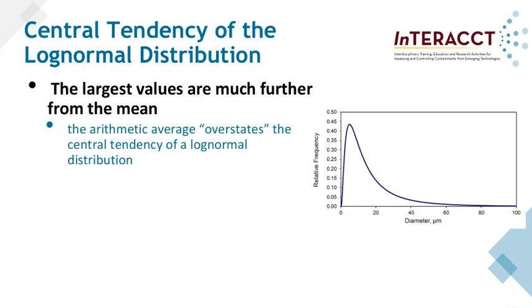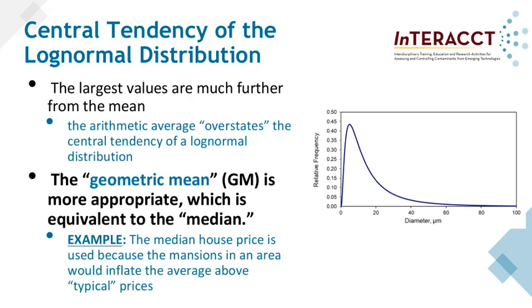To indicate the central tendency of a log distribution, you might imagine that the average is probably not going to be adequate because, as mentioned in Part 1, the largest values push the mean out towards the right in order to balance them relative to the lower values. Instead, the geometric mean is more appropriate, which happens to be numerically equivalent to the median. For example, back to house prices, the median house price is used to avoid the problem of using the average. And so like the median, the geometric mean splits the distribution in half. 50% of the diameters in this case are lower than it, and 50% are higher than it.